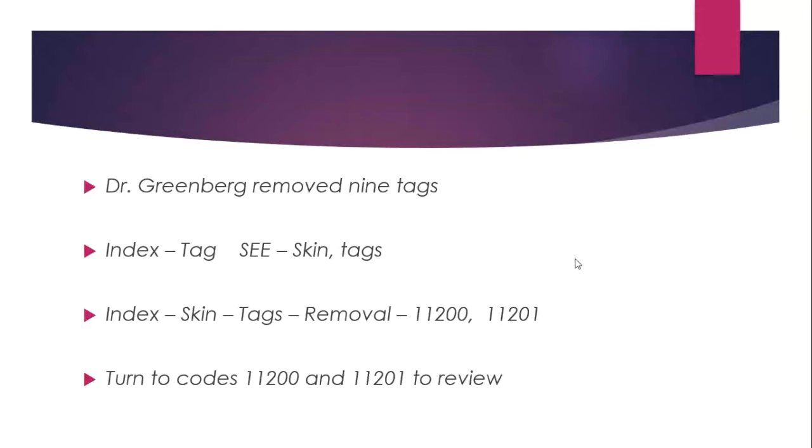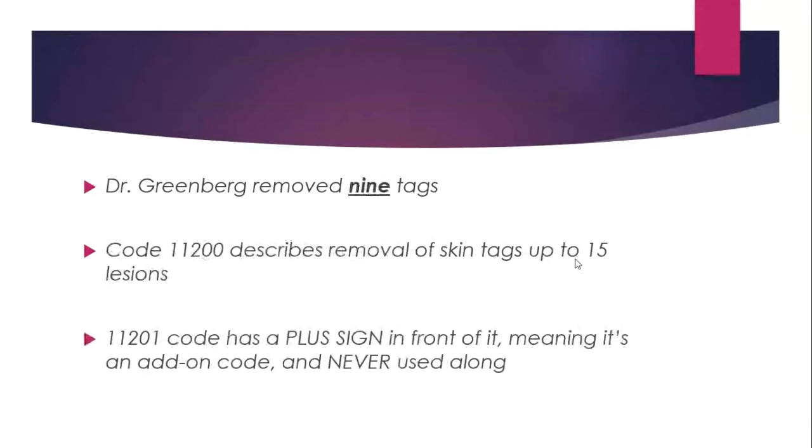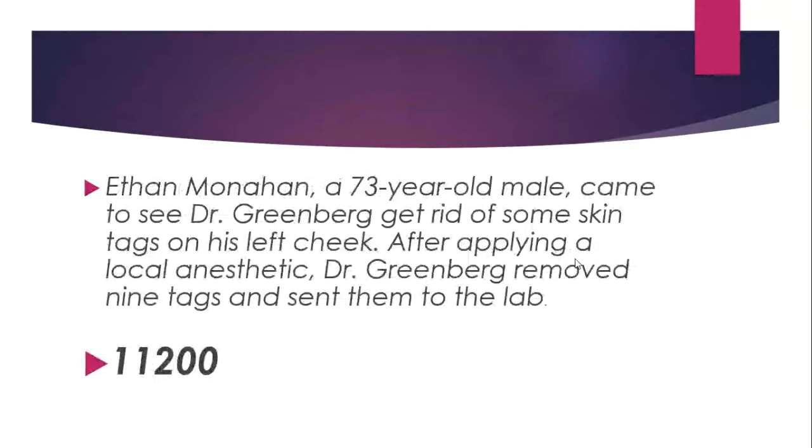So now our next step is to turn to these codes in our book to review. So the doctor removed 9 tags. Looking at code description 11200, it describes removal of skin tags up to 15 lesions. 11201 has a plus sign in front of it, meaning it's an add-on code, and it's never used alone. So this is an easy one. Our case study is coded with 11200. I like that one. That's the easiest it gets in the integumentary system.